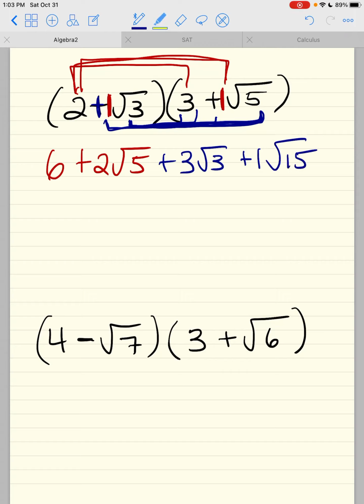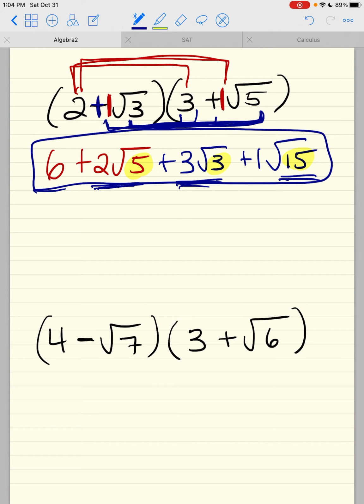So if you remember my adding and subtracting video, the only way you could ever combine these is if they have the same number underneath. Now 5 is a prime, so this person is done. 3 is a prime, this person's done. And even though 15 is not a prime, no perfect number comes out of the square root of 15. So you're basically done. This is your answer.